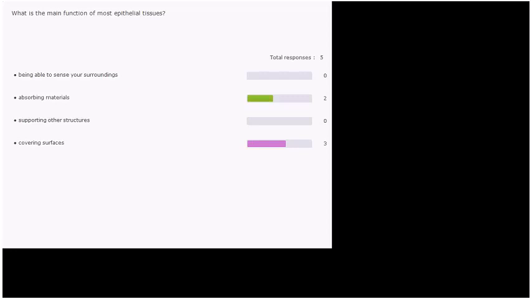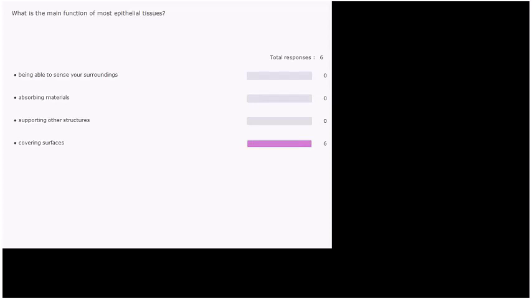So most of you are saying, I'll just show the results to everybody. Some of you said absorbing materials and some said covering surfaces. It's a bit of a trick question because some epithelial tissues will absorb, because they are lining things like our digestive tract. But the main function of most of them is covering surfaces. So we'll go with covering surfaces. And sometimes, as you've probably learned, multiple choice can be a little bit tricky like that, unfortunately.